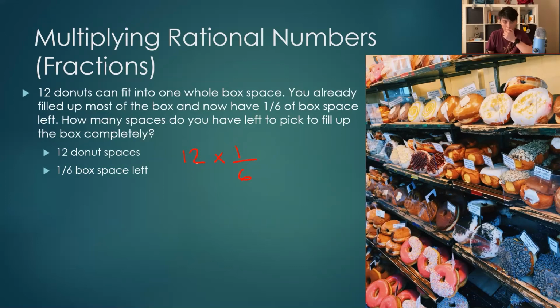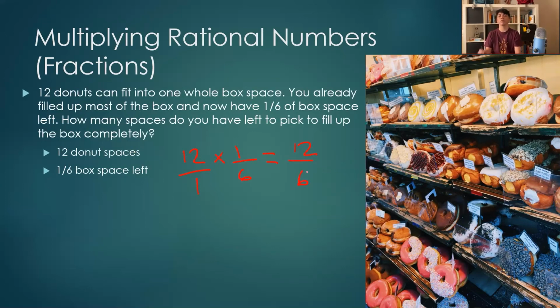So remember that whole numbers can always be written as fractions over 1. So 12 over 1 is the same thing as 12. Now we can multiply across, which is super easy. I love multiplying fractions because it's super easy. So 12 times 1 is 12. 1 times 6 is 6.